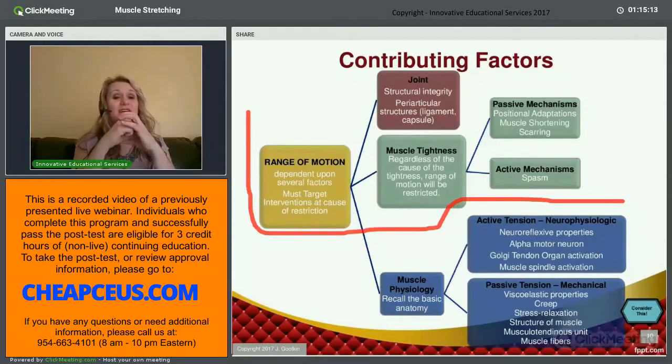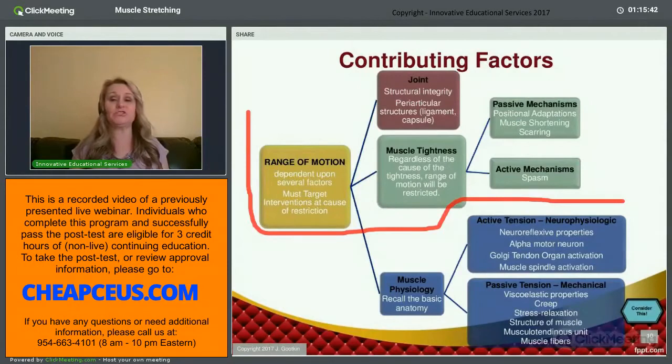Where we're focusing is on the next layer out, our muscles that are surrounding those joint structures that need to have the length and the elasticity to allow the joint surfaces to glide. When we consider muscular tightness, there are two aspects that contribute to the muscle not lengthening appropriately for the joint to move. We have both passive and active mechanisms.